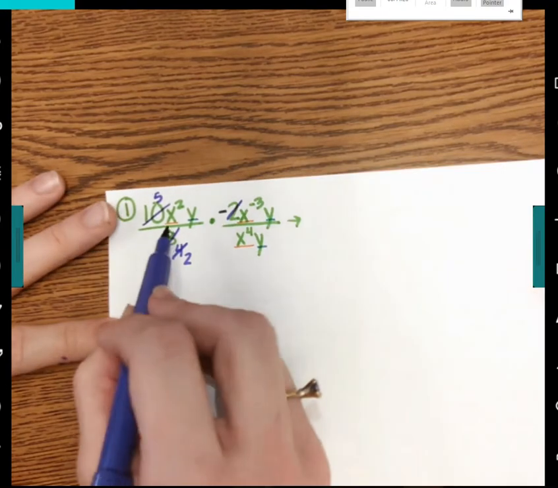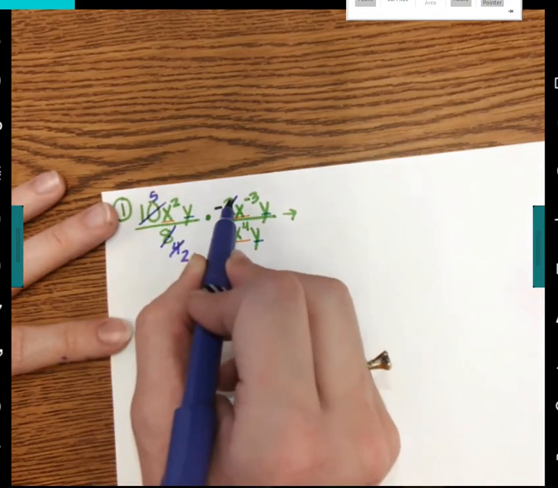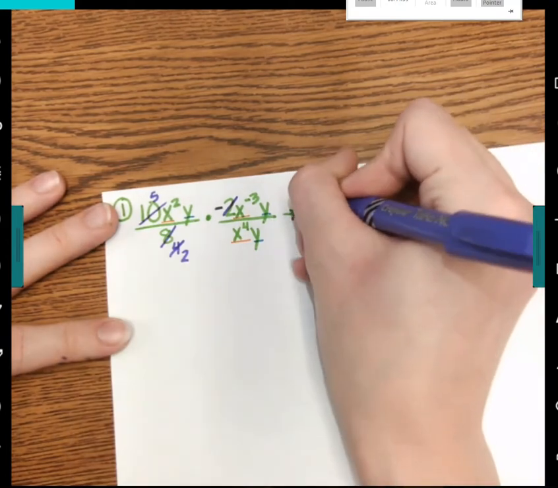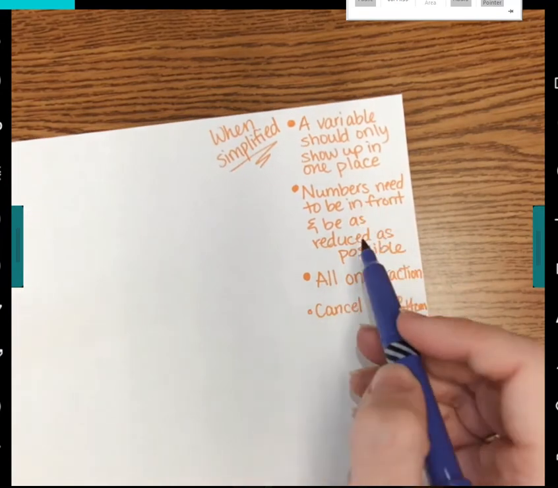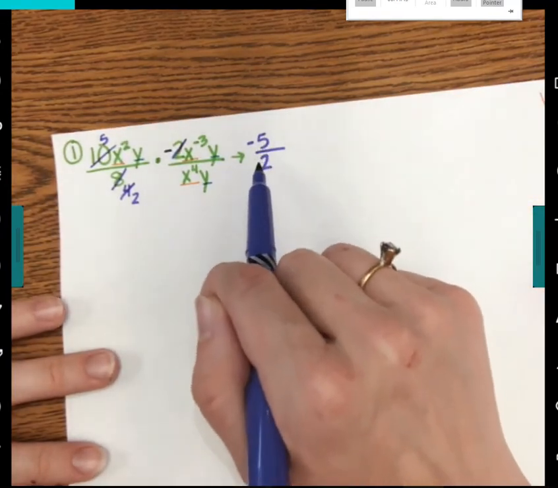And then I'm going to see, okay, I have a 5 on top, a -1, and then a 2. So I'm going to have a -5 over 2. So my numbers are in front, and they're as reduced as possible because 5 is not divisible by 2.